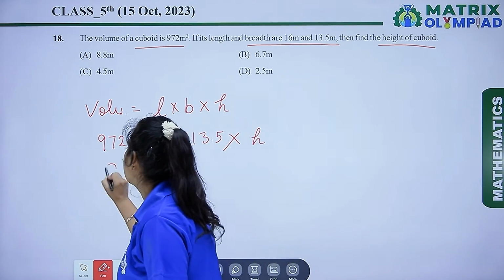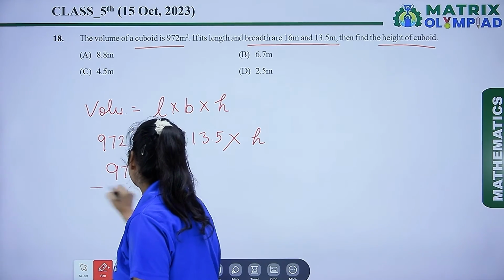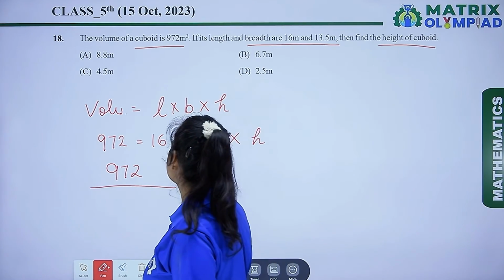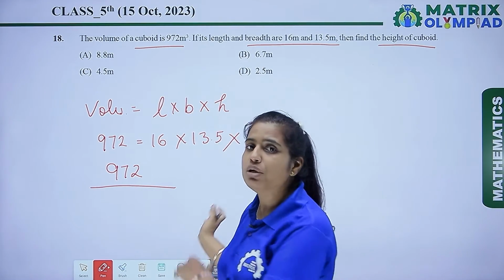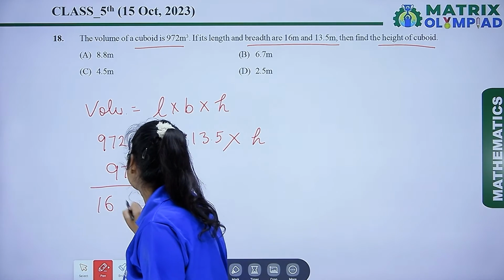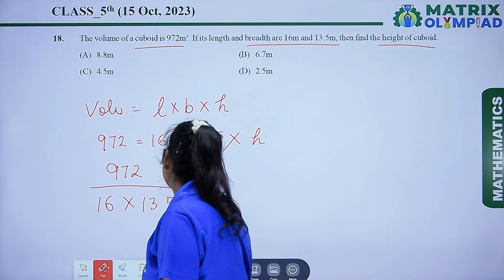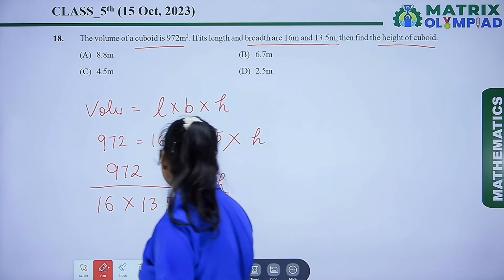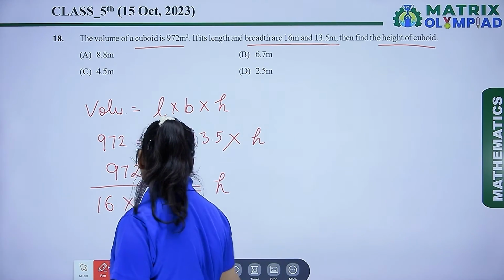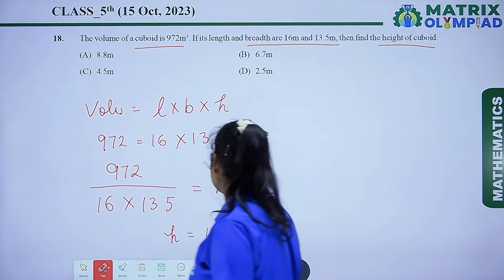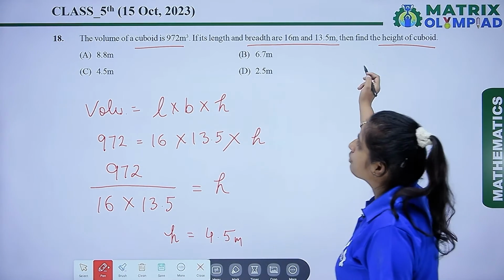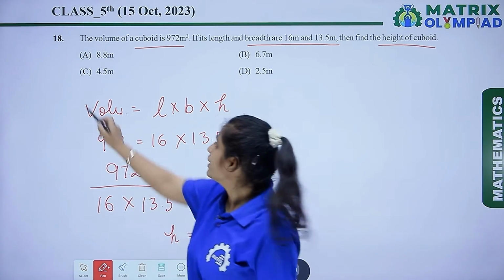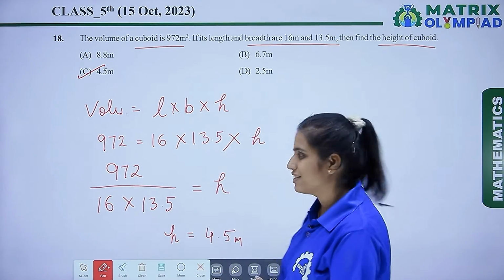तो यहाँ पर हम वेरिएबल को सेम प्लेस पे रहने देंगे and we will transpose rest of the thing towards the left hand side. So here 16 and 13.5 is in the multiplication form. दूसरी साइड में आ जाएंगे तो क्या हो जाएगा, डिवाइड. तो here 972 divided by 16 multiplied by 13.5 is equal to height. यहाँ पर हम लोग कैंसिलेशन करेंगे. कैंसिलेशन करने के बाद हमारे पास हाइट आ जाएगी 4.5 मीटर, as all the things are in the meter, so the height is 4.5 meter. So here option C is the correct answer.